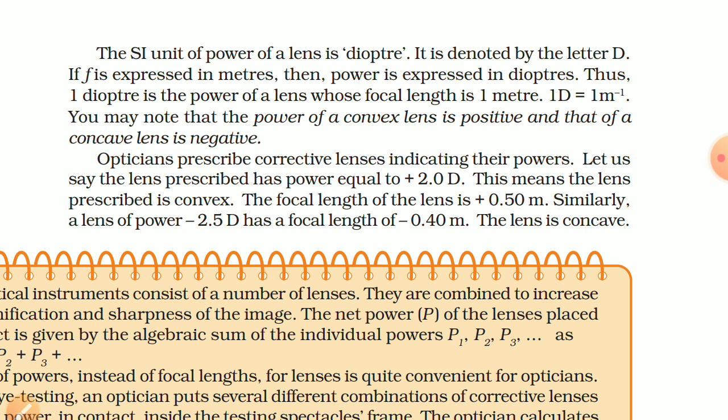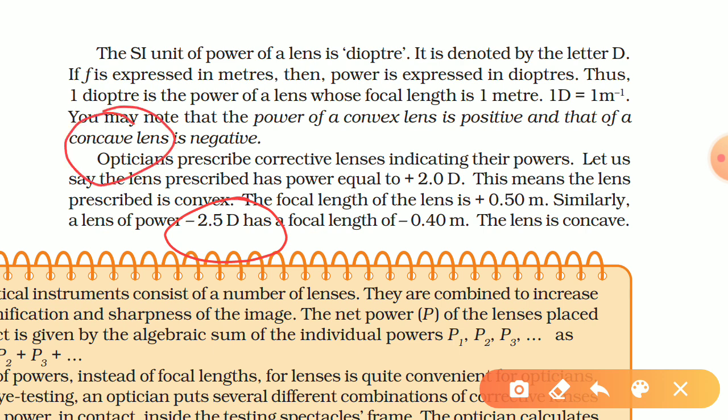Similarly, for a lens of power minus 2.5, if it is minus, then your lens will be a concave lens and your focal length will be minus 0.40 meter. So the lens will be a concave lens.